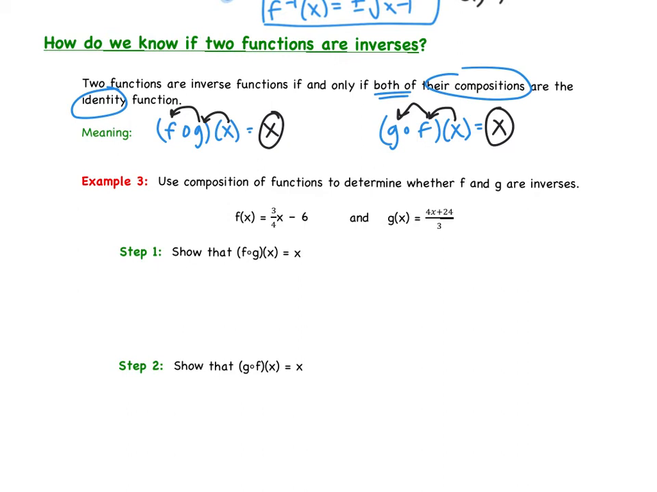Let's look at example 3. It says use composition of functions to determine whether f and g are inverses. We are told we have to use composition of functions. So our first step is to find the first composition. This composition is taking g of x and plugging it into f. So g of x is going to go into f. So we have 3/4 x, but instead of x, we're putting all of g.